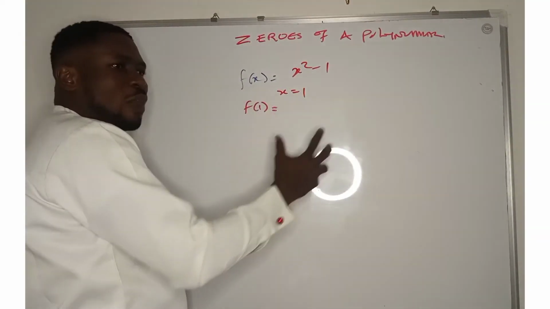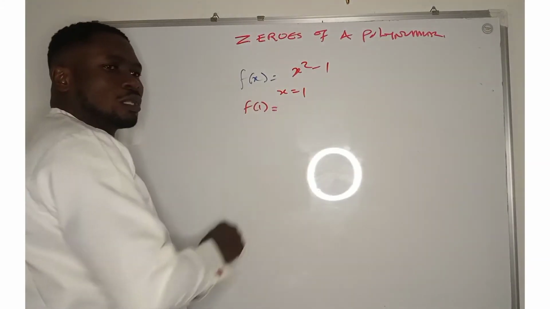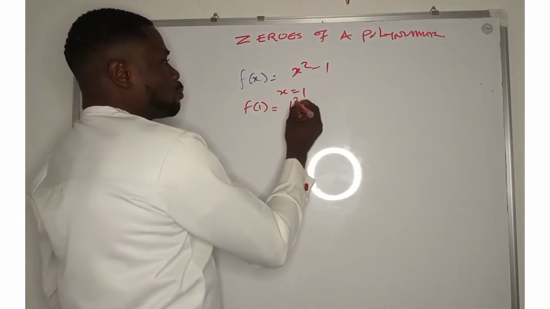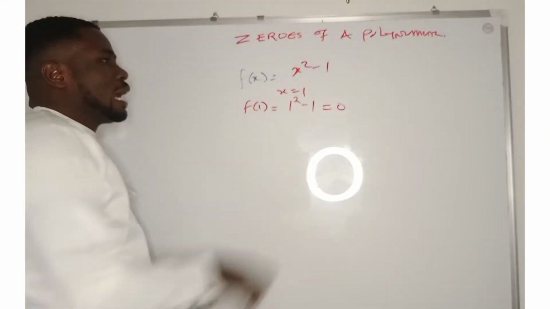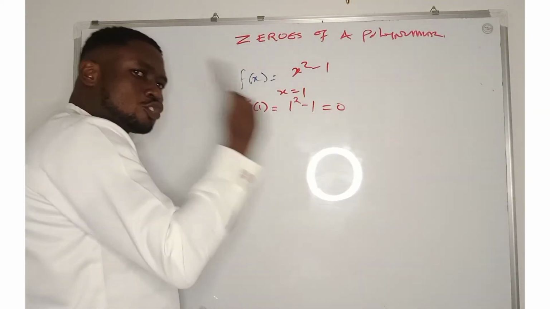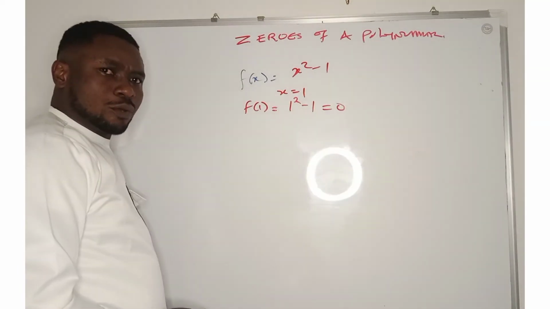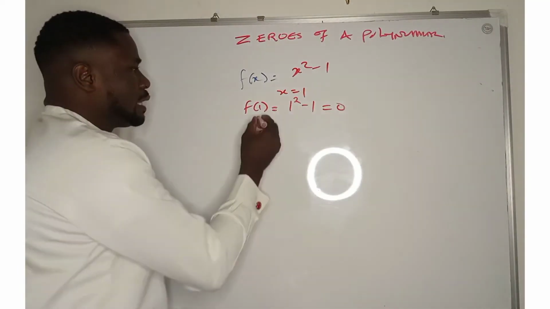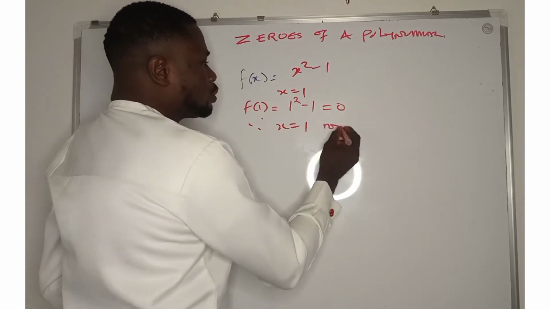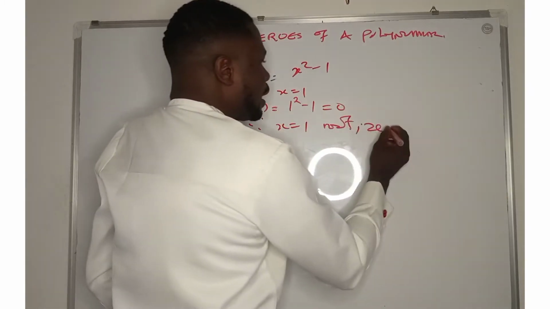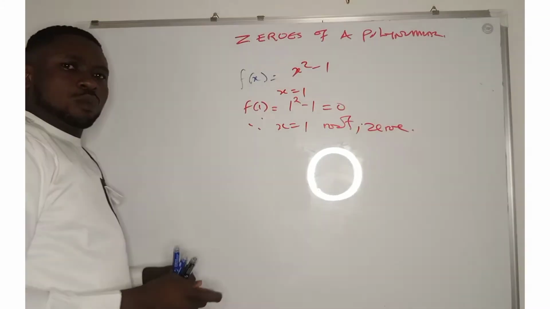It means wherever we have x, we replace it with 1. This becomes 1 raised to power 2 minus 1. Of course, you know this will become 0, where 1 raised to power 2 is 1, and 1 minus 1 becomes 0. You can see, therefore, that x equal to 1 is a root of this equation, or a zero of that equation.